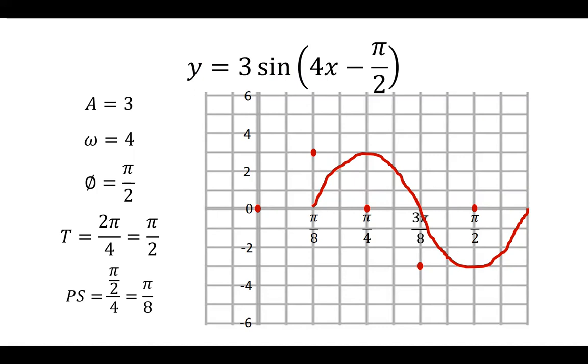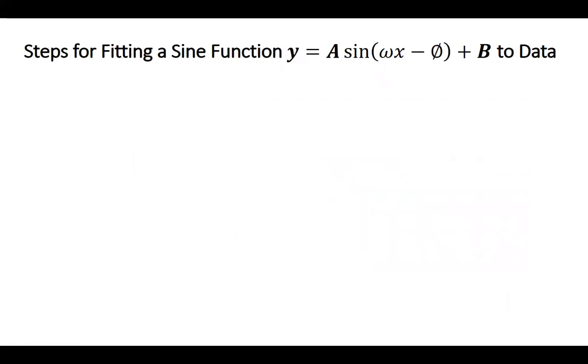So not much different than what we were doing. And that's graphing them. So now let's go a little beyond that. Steps for fitting a sine function, y equals a sine of omega x minus phi plus b, to data. Now remember I said that if we added something on afterwards, that would give us a shift up or down. So that's what we're kind of throwing in here.